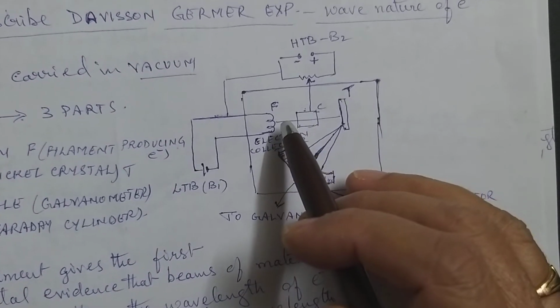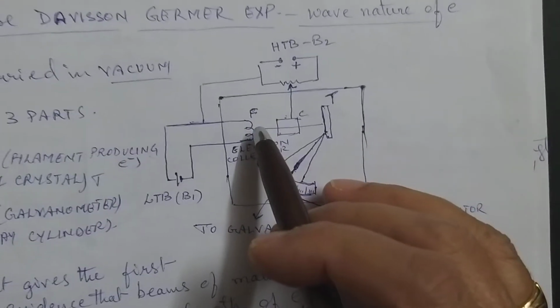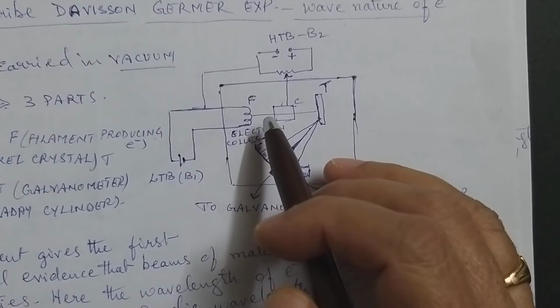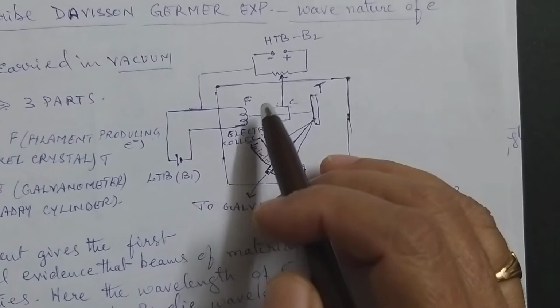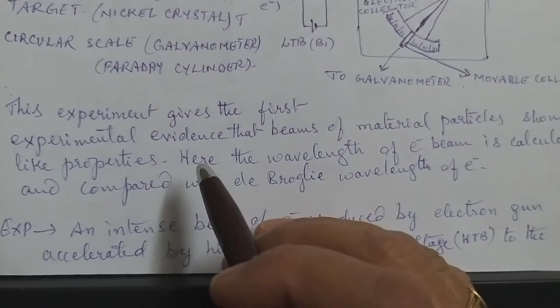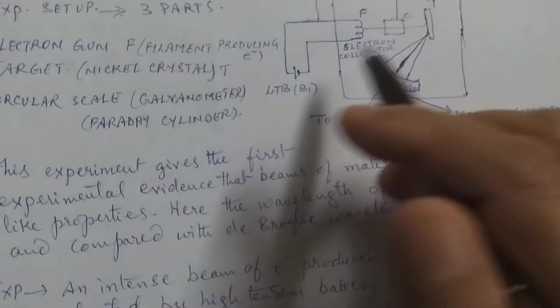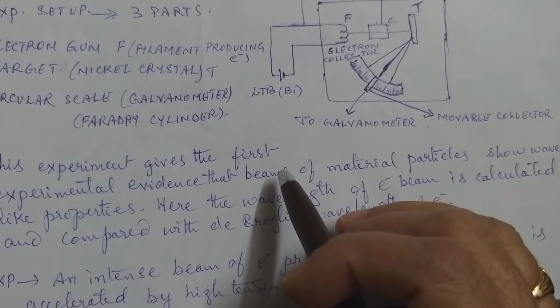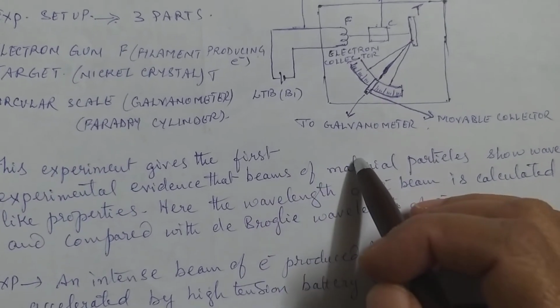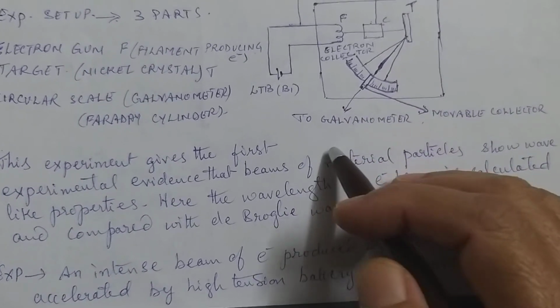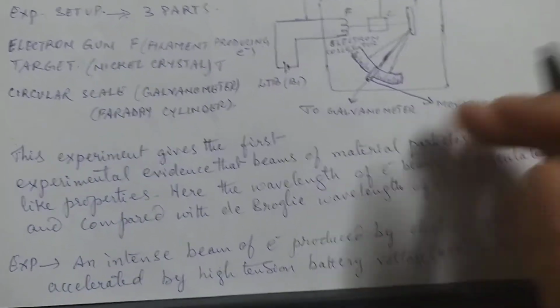So V volts means V joules is spent on unit charge. So for e electrons, it will be e into V. Work done on the electron is eV, which is the energy of the electron, the kinetic energy of the electron. So the formula takes the form h by root of 2mE, where m is the mass of the electron. E means the energy, so energy will be small e into capital V, that is the potential.